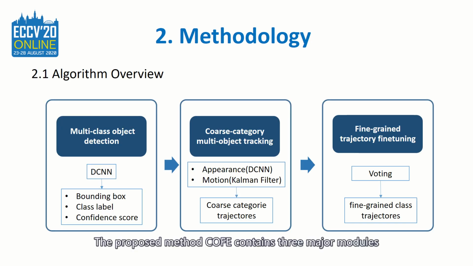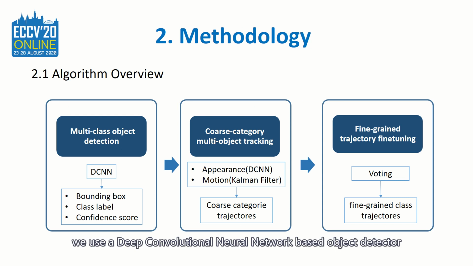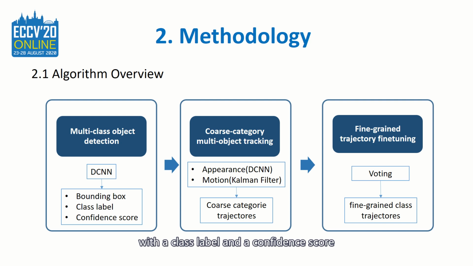The proposed method, COFE, contains three major modules: multi-class object detection, cross-category multi-object tracking, and fine-grained trajectory fine-tuning. Firstly, we use a deep convolutional neural network-based object detector to detect targets of interest in the image plane, where each detection is denoted by a bounding box with a class label and a confidence score.